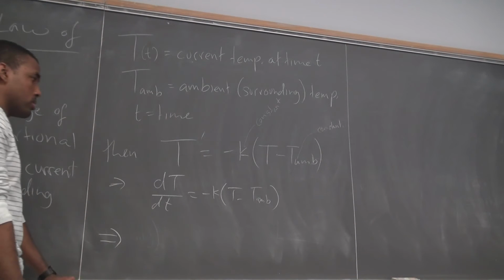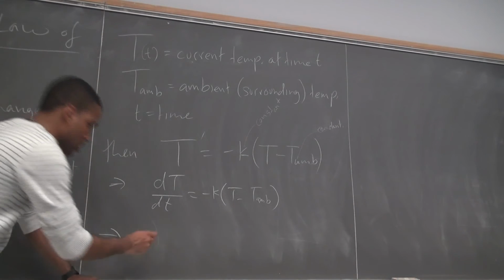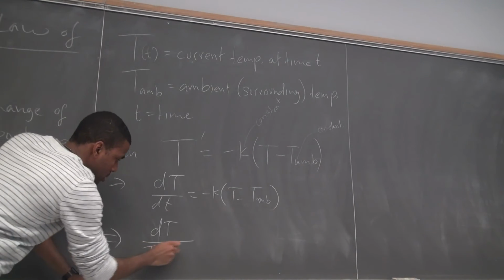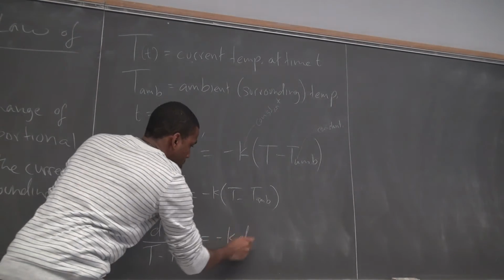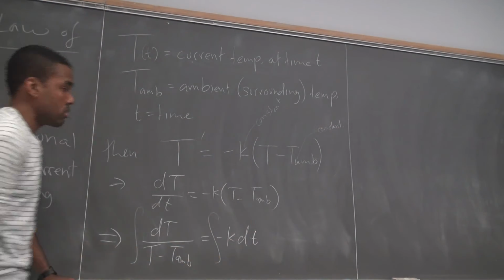How? You can divide by T minus T_A and B, both sides. Divide both sides by this guy and multiply by d lowercase t. Right. And you get that, and you can integrate both sides.